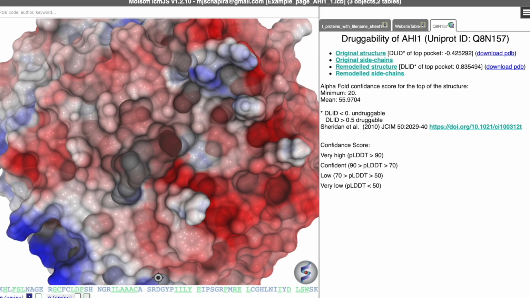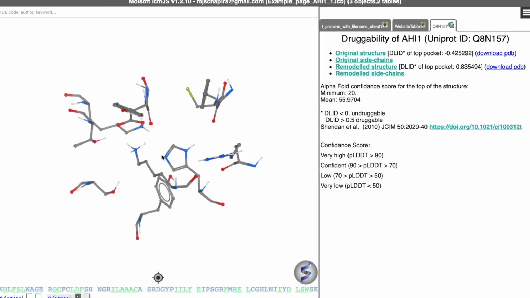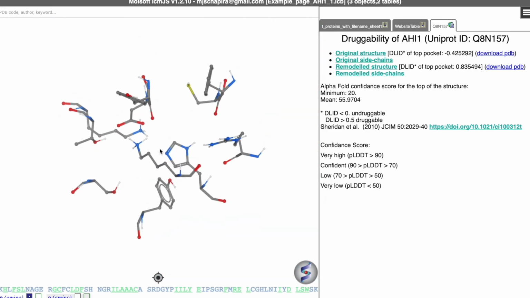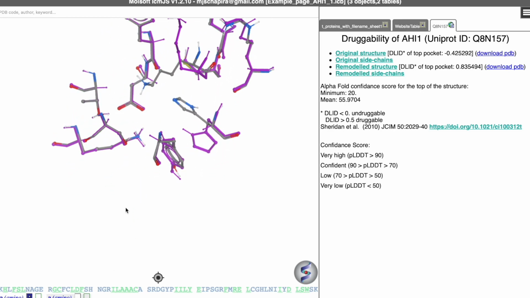Lastly, a website showcasing my findings will be made. Shown is a page of the website displaying the first protein with a new pocket. This is the original protein structure. And this is the structure with a new pocket. The website also shows the side chains that moved the most in order for this new pocket to form, as well as a comparison with their new conformation.